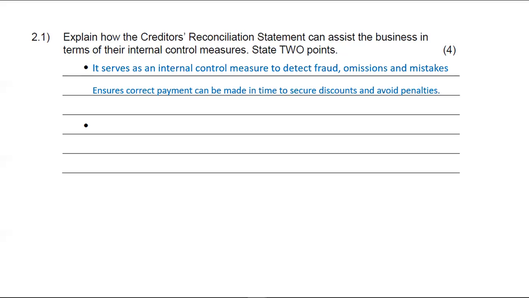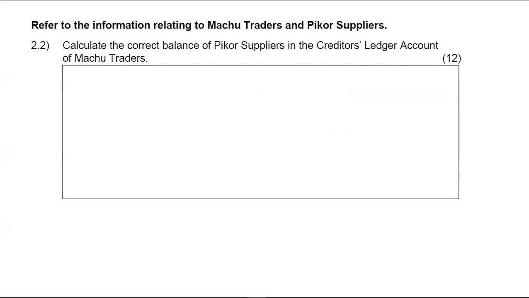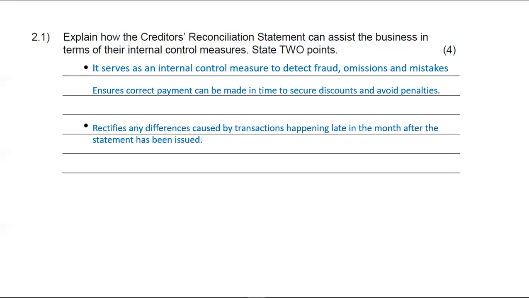So remember at the beginning, we received the statement that said we owe 480. To avoid such things, it's important to prepare the recon to make sure that we pay on time, because if you don't pay on time, you get charged interest. And if you pay on time, you get discounts. Another thing is to rectify the differences. As I've said, the differences will be rectified by comparing the two statements.